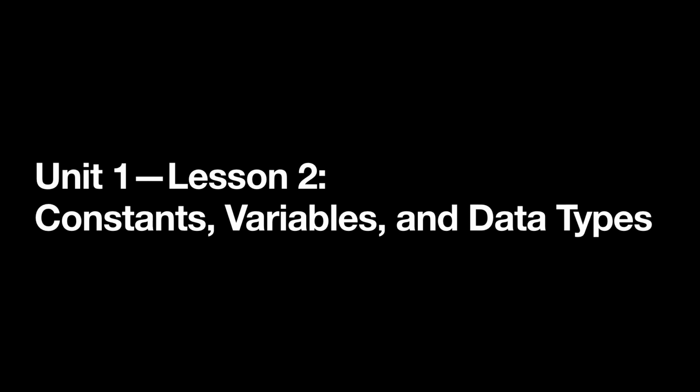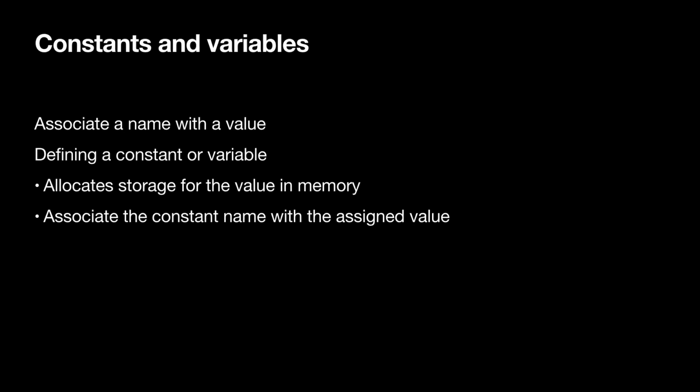Swift includes a way to specify with precision if something is a constant or if it can change over time. Constants and variables associate a name with a value. When you define a constant or variable, Swift allocates storage for the value in memory and associates the constant name with the assigned value.